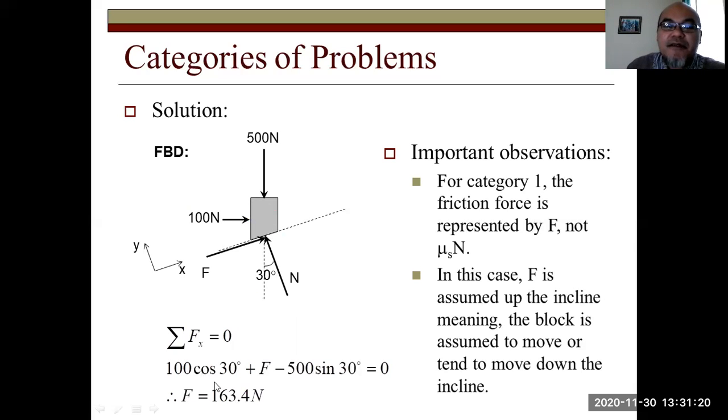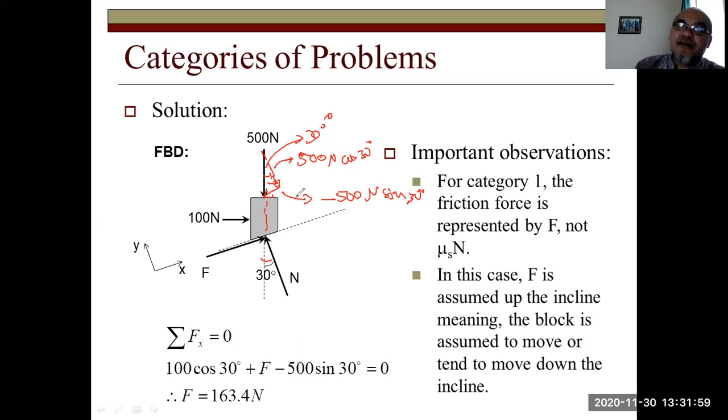The Fx, how come? So let's draw again. This is the 500 Newton. So if we draw into the xy direction, it will become this and this. And this angle is 30 degree as well, right? This is 30 degree. This angle is the same as this angle. So the y component of this 500 Newton is 500 Newton cosine 30 degree, and the x component here is negative 500 Newton sine 30 degree, because it is in front of that angle.